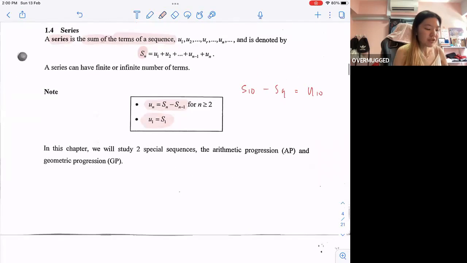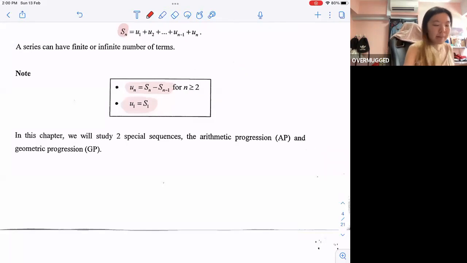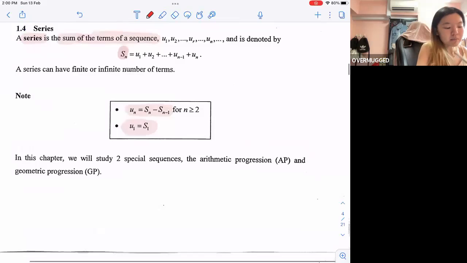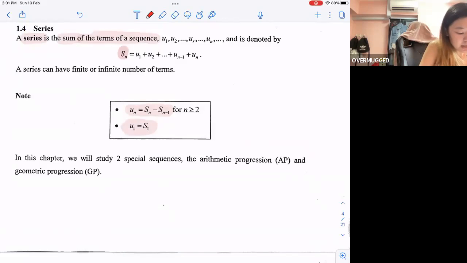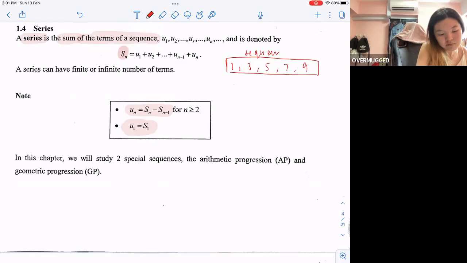Okay, so I do want to illustrate this for you. I'm not going to do until 10, right? But let's do a simpler version. Let's say my sequence is my odd numbers. So this is my sequence, right? I have 1, 3, 5, 7, 9. Okay, let's say this is my sequence. Right, it's just an ordered list.